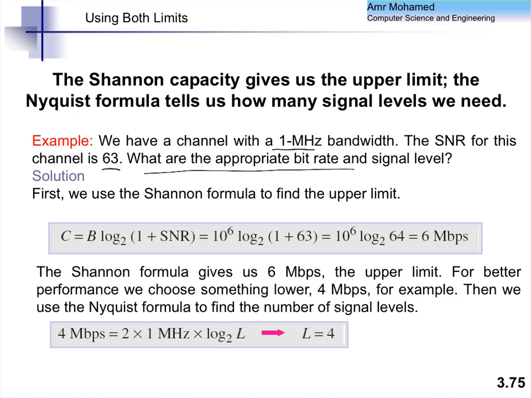So what is the appropriate bit rate and the signal level? So the bit rate can be calculated using the Shannon equation. So the bandwidth is 1 megahertz times log 2 of 1 plus 63. 1 plus 63 is 64. Log 2 of 64 is 6, of course. So it becomes 6 megabits per second. So that's the capacity or the limit that Shannon gives us.